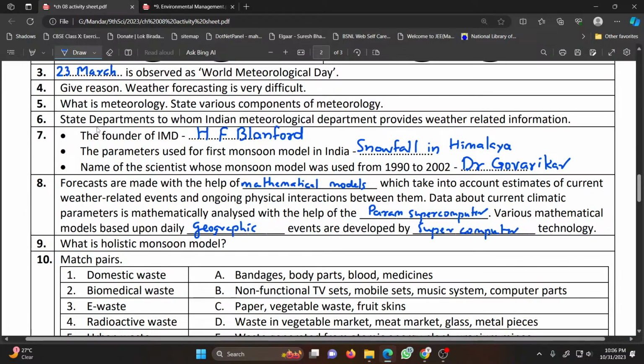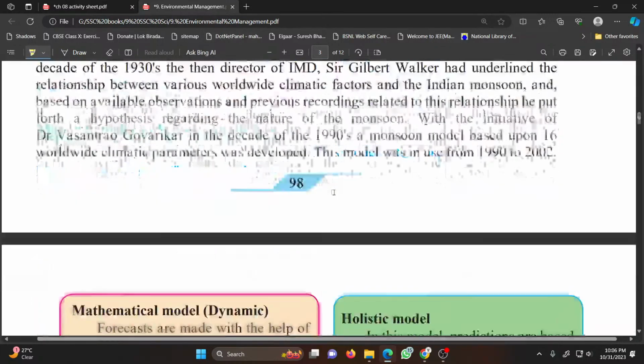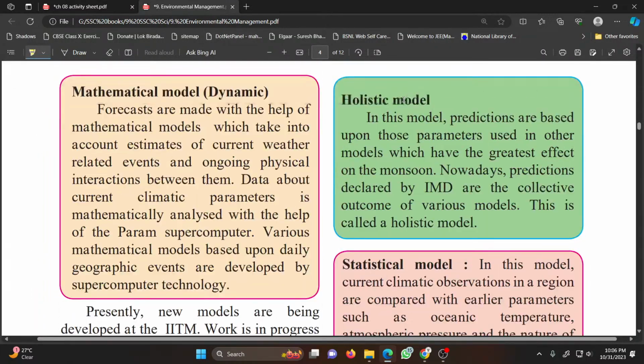What is the holistic monsoon model? In this model, the predictions are based upon those parameters used in other models which have the greatest effect on the monsoon. Nowadays, predictions declared by IMD are the collective outcome of various models, and such a model is called a holistic model.